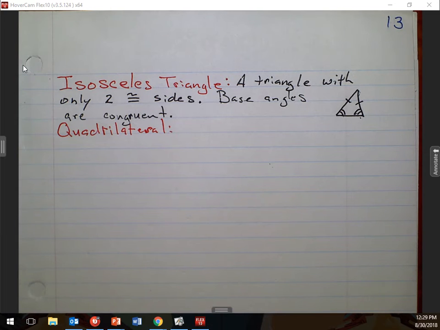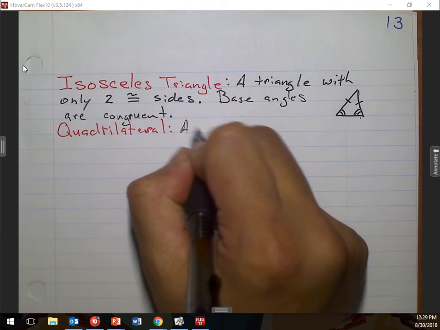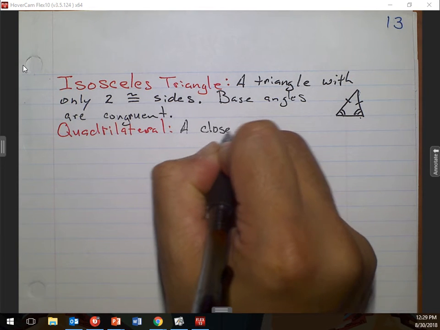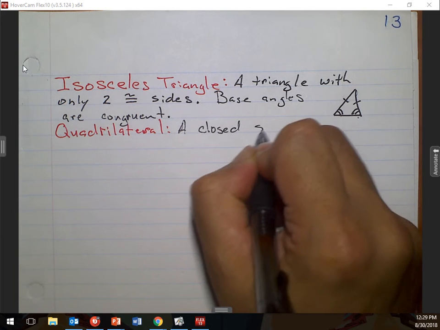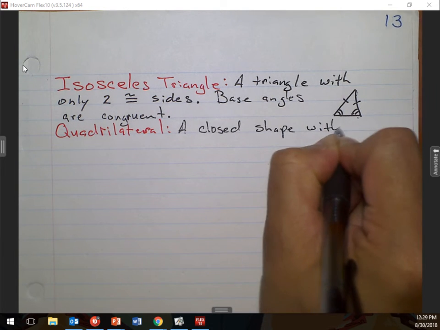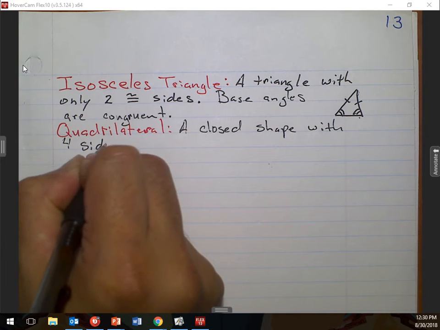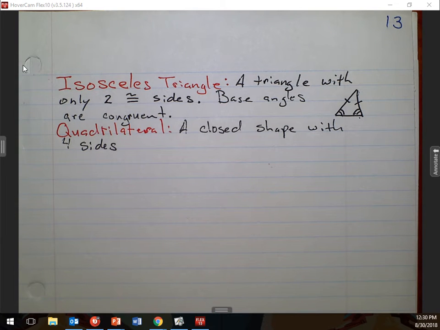Quadrilateral. What do you think quadrilateral is? What do you think a quad is? Four. So, four sides that are congruent? Not congruent. Just have four sides. A closed shape with four sides, right?